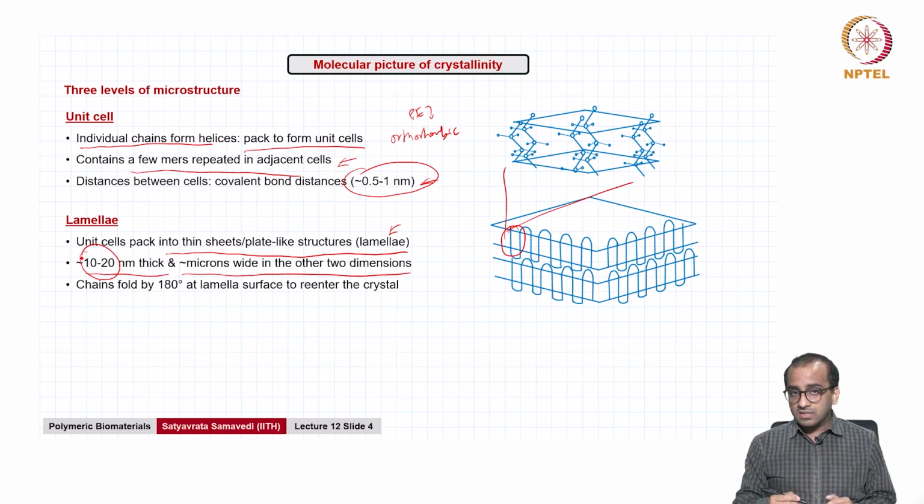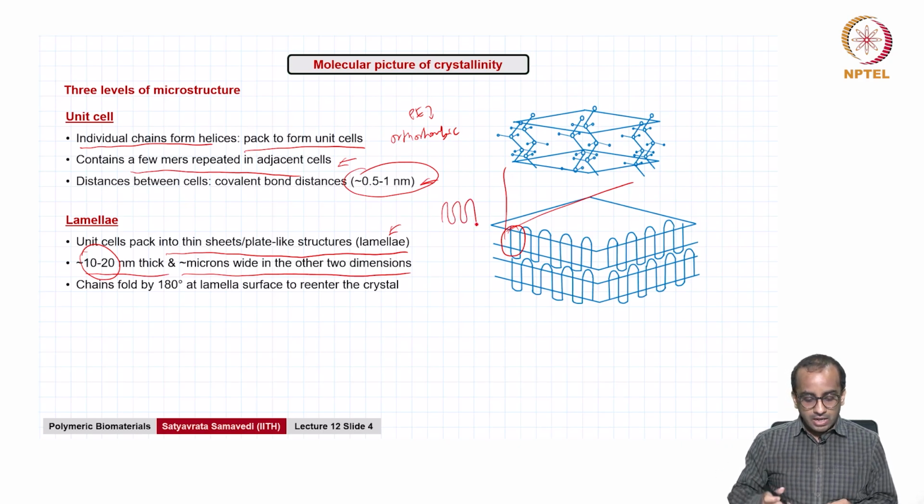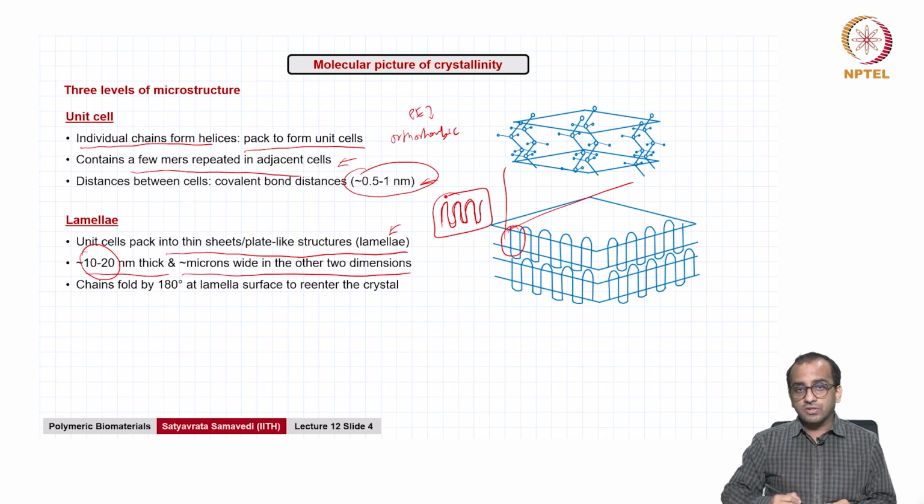And what is interesting about this lamellar structure is one very characteristic feature, this idea of chain folding. These chains can fold 180 degrees at the lamellar surface and re-enter the crystal and keep folding back and forth, leading to an ordered structure here.